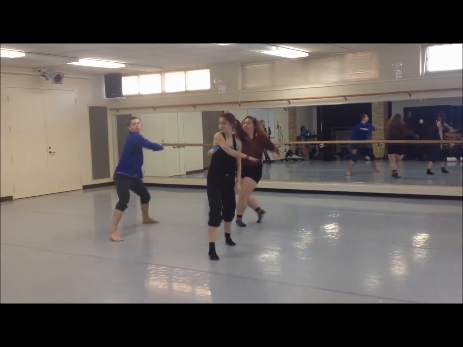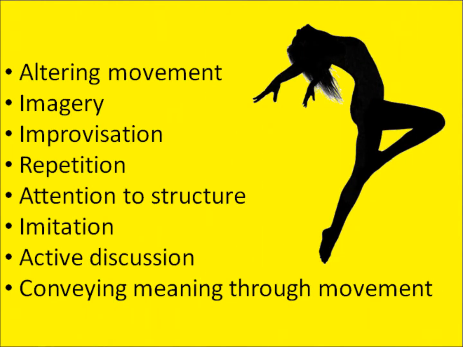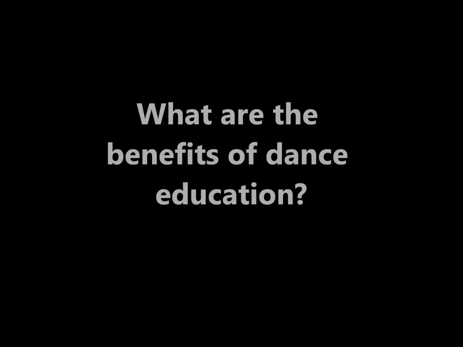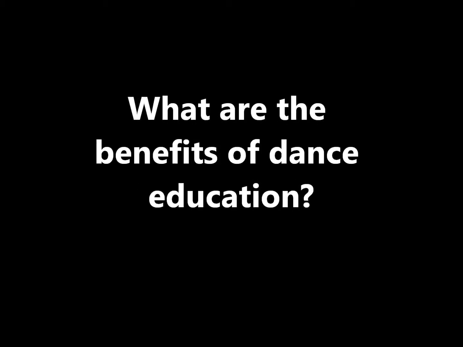Within this study, it was shown that cognition is recognizable in the process of creating the dances in various ways. These cognitive strategies that the students were seen using included alternating movement, imagery, improvisation, repetition, attention to structure, imitation, active discussion, and conveying meaning through movement. These cognitive processes that the children used have the ability to transfer to the classroom in various ways. Plus, both individual and group cognitive strategies are present in the creation of dances, which are skills needed for school and life in general.